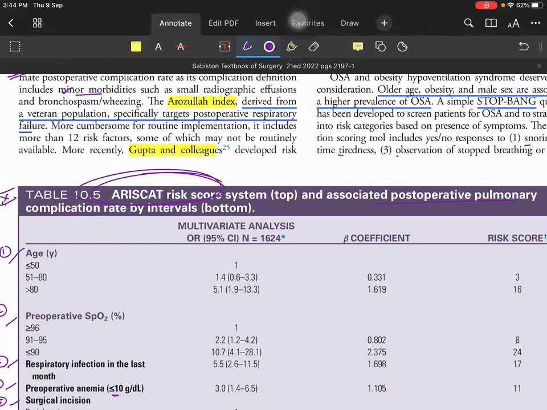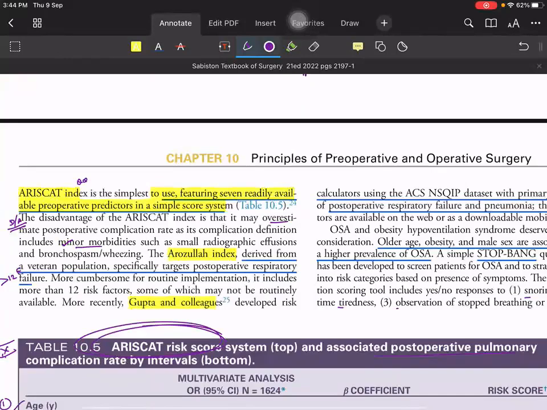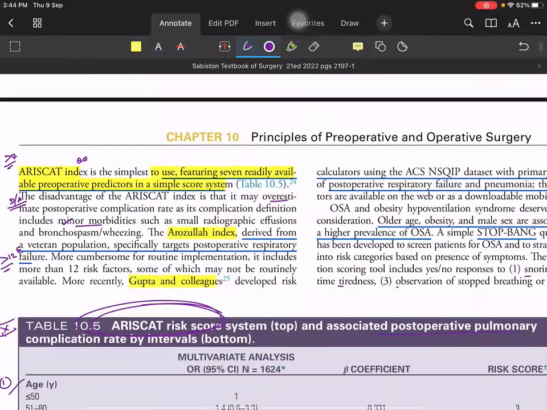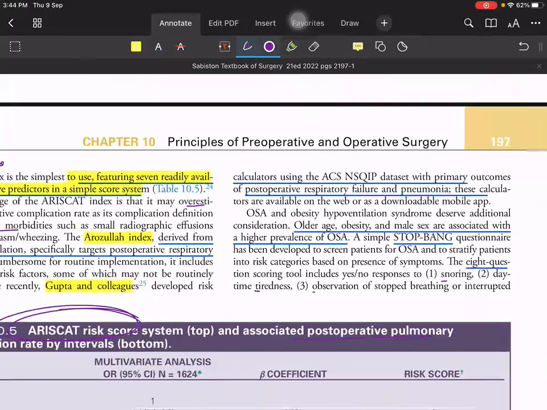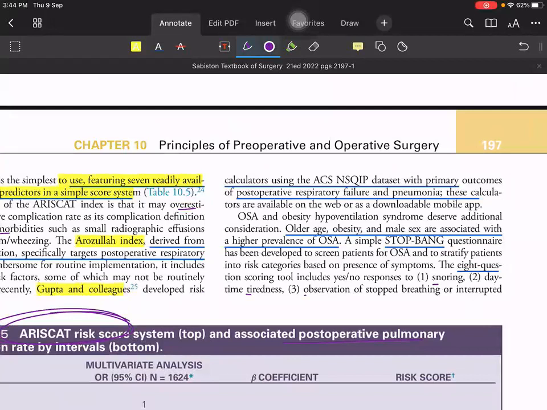The ARISCAT index is derived from the veteran population, and especially targets postoperative respiratory failure. It includes more than 12 factors. And the Gupta score developed a risk factor using the NSQIP, ACS database, of postoperative respiratory failure and pneumonia.